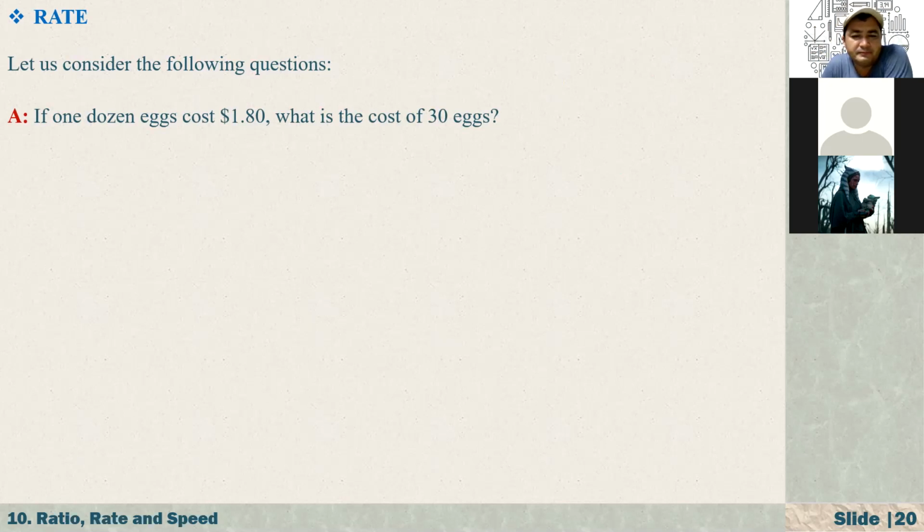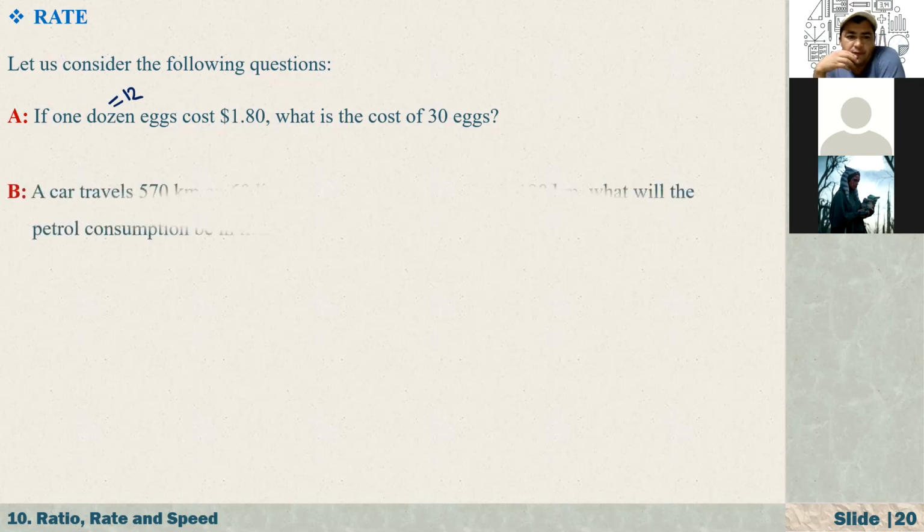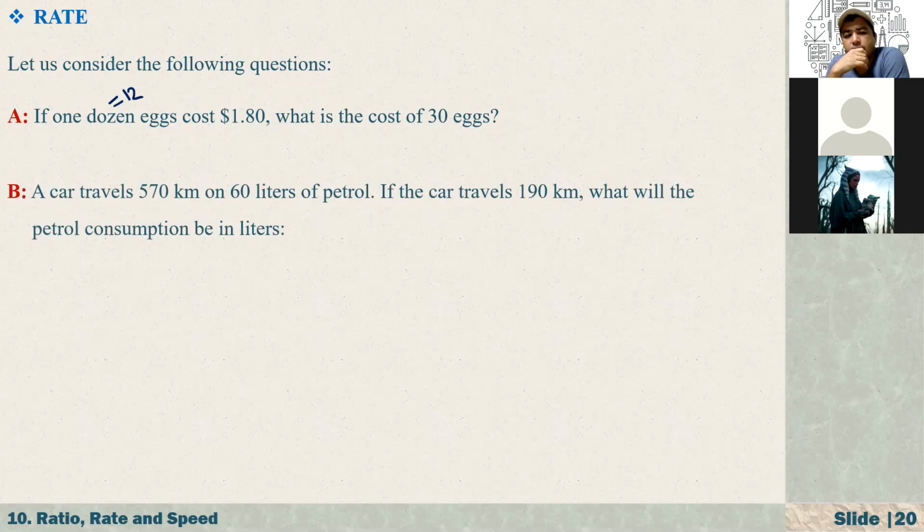You read it. If 12 eggs cost $1.80, what is the cost of 30 eggs? Okay. Next. A car travels 570 kilometers on 60 liters of petrol. If the car travels 190 kilometers, what will the petrol consumption be in liters?